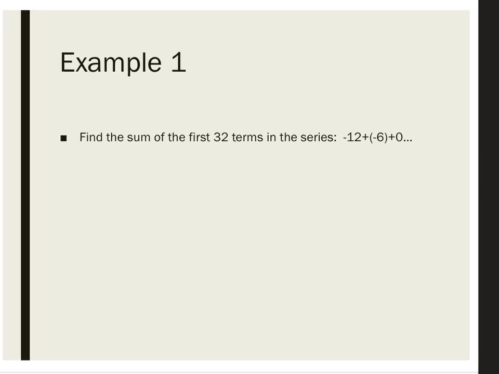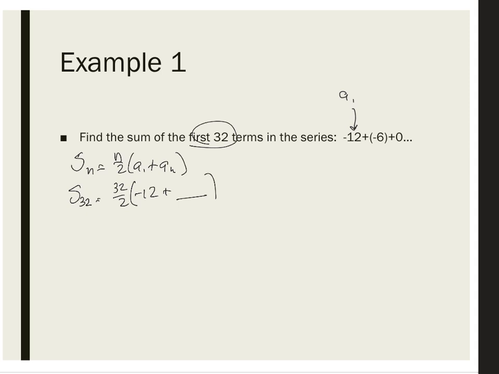All right, so it says that we're finding the sum. So let me write the sum formula up, and we'll plug in what we know. We're finding the sum of the first 32 terms. 32 over 2. In this series, I can physically see what the first term is. But what I'm missing, kind of like the last time, is the last term.